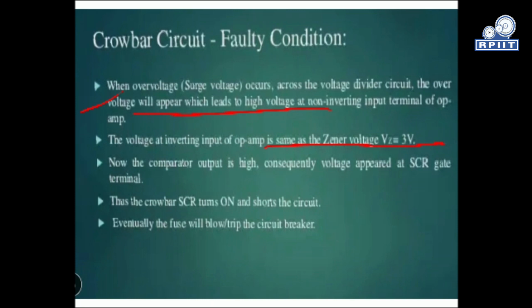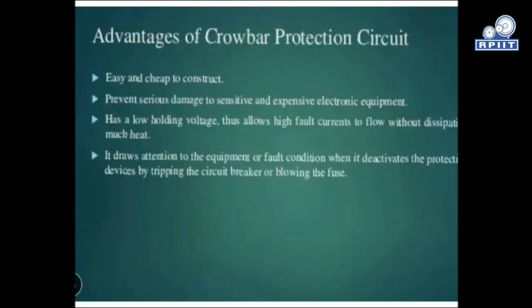Now the comparator output is high, and consequently voltage appears across the SCR terminal. The SCR across the crowbar protection will turn on, creating a short circuit. During this short circuit condition, the fuse will blow, or trip the circuit breaker, so our load is saved from damage. In this way we protect our load against over voltages. So this is about the crowbar circuit protection.